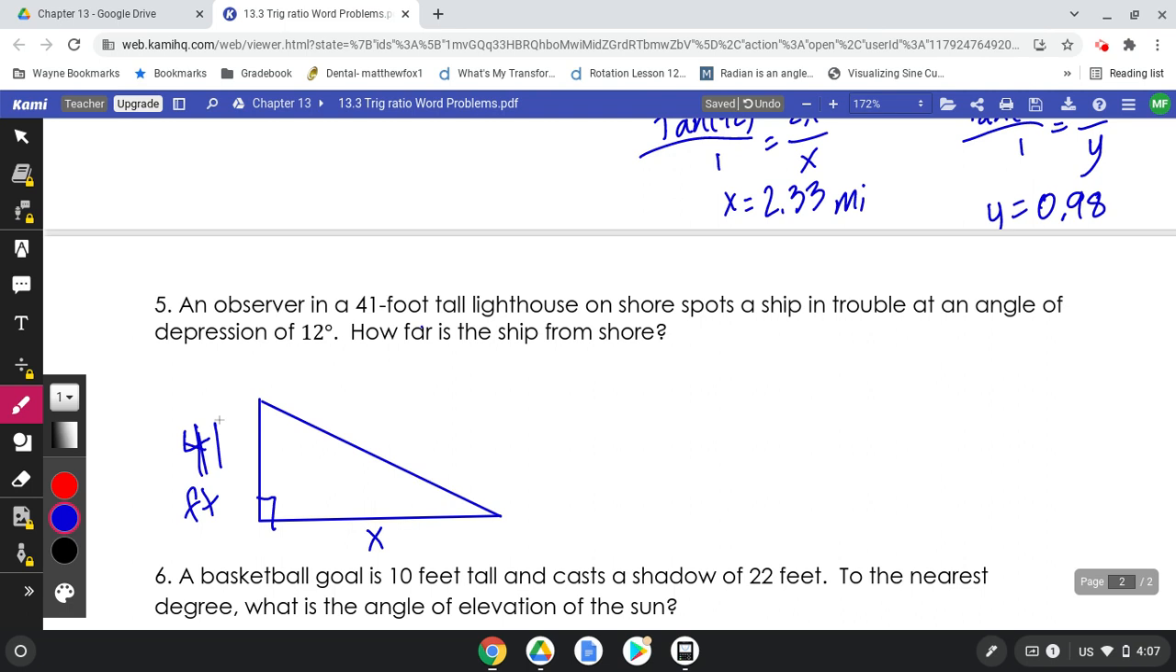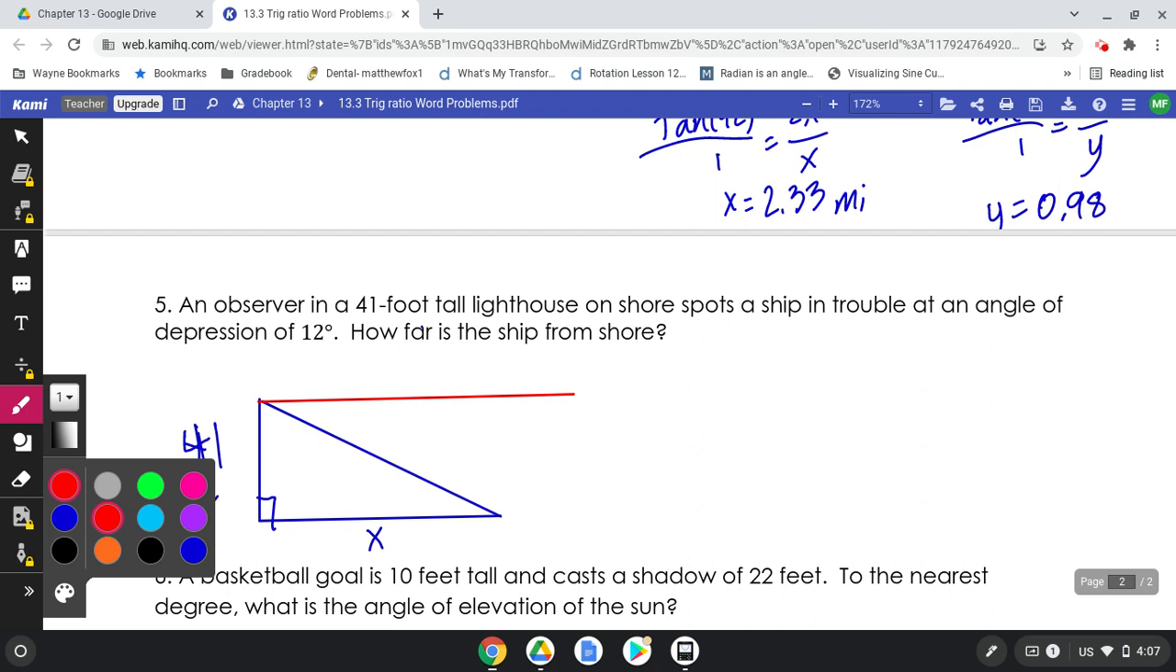Lots of you might instantly assume that 12 degrees goes right here, but angle of depression means below. We push down, so below horizontal. If you ever go to the doctor and they have a tongue depressor, they push your tongue down, right? And you go, ah, okay, that's the idea. So if we think about it, this line up top is parallel. That is horizontal. Below that, 12 degrees goes right here.